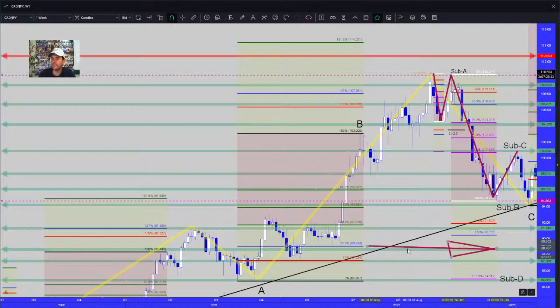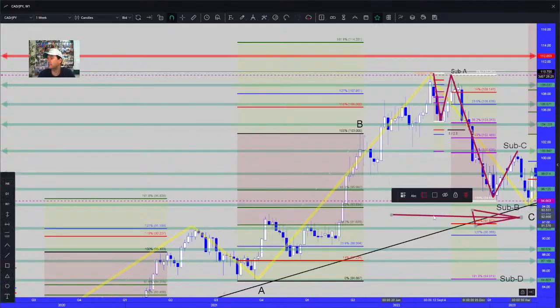Meaning, was the sub D below the capital A of the original Fibonacci, yes or no? If the sub D is below the A, this would make this C a confirmed C. If the sub D is above the capital A, this would make this C not a confirmed C.